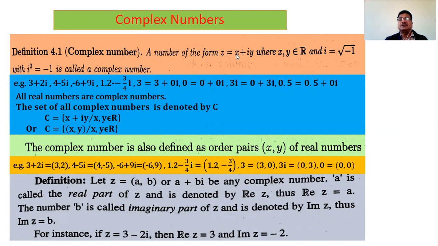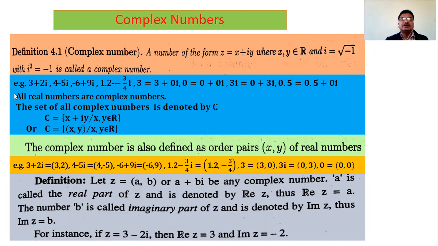X and y are real numbers. That is, x and y may be in decimal point form, or fractional numbers, negative numbers, positive numbers, maybe integers. And what is i? i is root minus 1. Means i squared is what? Minus 1. Numbers of the form x plus iy are called complex numbers.